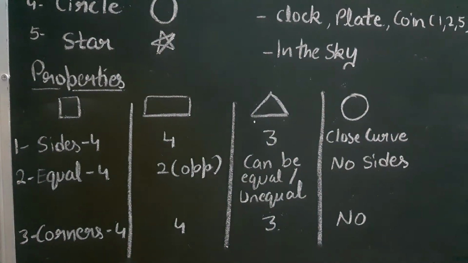Now children, what is your homework? You will draw all the shapes on a piece of paper and then you will write at least 2 examples of each. Like first you will draw a square and you will write 2 examples of a square. Clear?